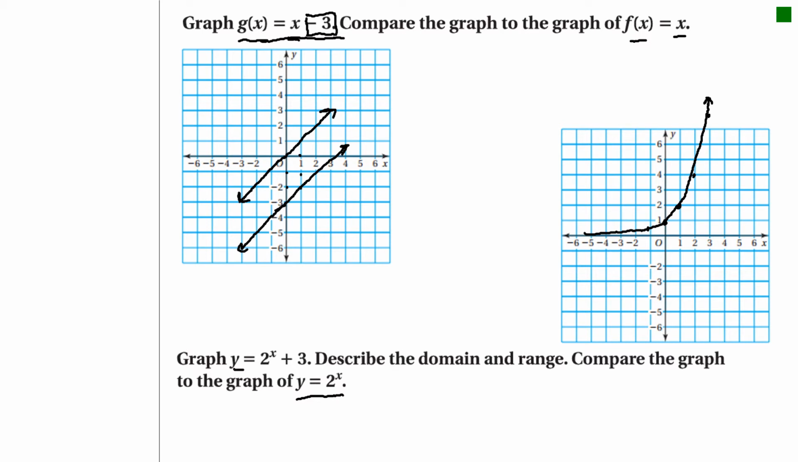The graph of y equals 2 to the x plus 3 has that plus 3 in there, and so every point along the way is above. Let's look at this point right here. This is plug in a 1, and so we have 2 to the first power plus 3, and that makes 5. So we have the point 1, 5.